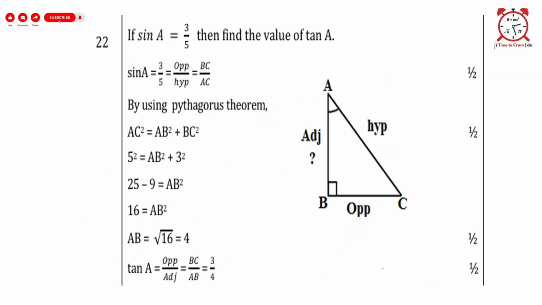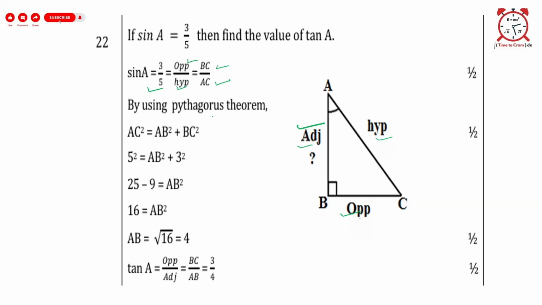Next question, question number 22. Find tan A, if sin A equal to 3 by 5. So this is a question from trigonometry. The figure is given here. We know that for the given angle, we need to identify what is the adjacent, what is the hypotenuse, and what is the opposite. So sin A equal to the given 3 by 5. We know that the sine ratio is opposite upon hypotenuse. So from the figure, opposite is BC and hypotenuse is AC.